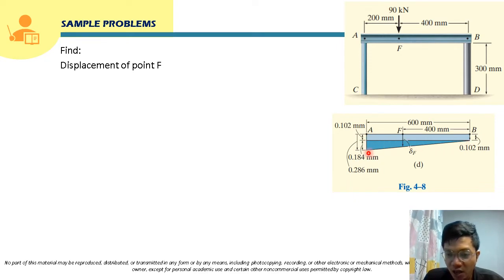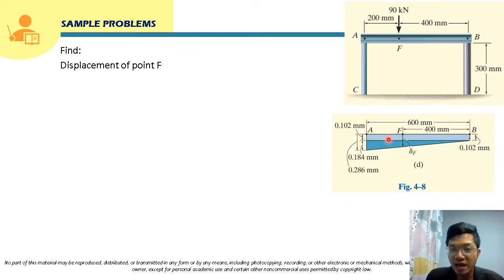From this triangle, we are going to apply proportion to solve for this displacement. This side of this triangle is just 0.28648 minus 0.10231. If we input that in our calculator, that is actually 0.18417. So that will be the height of this triangle. And the base of this triangle is 200 plus 400, so that will be 600.